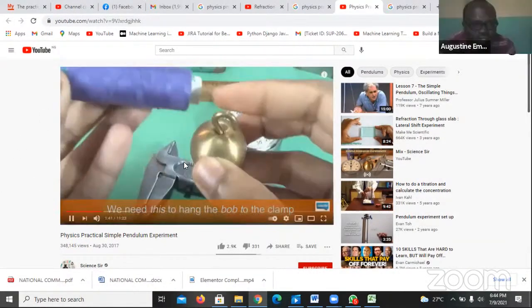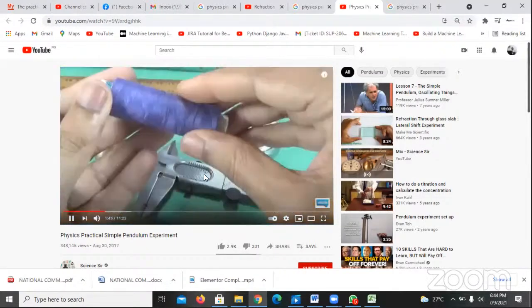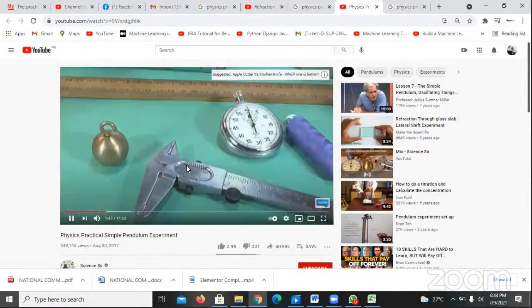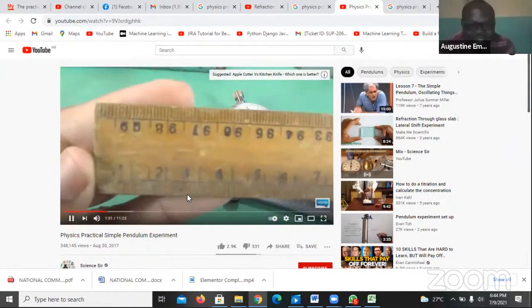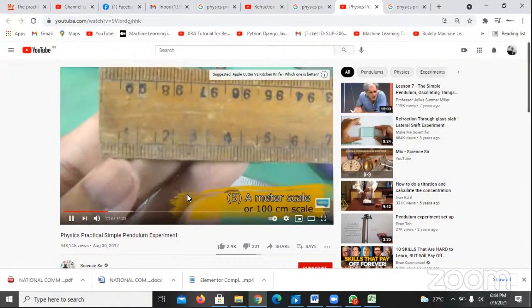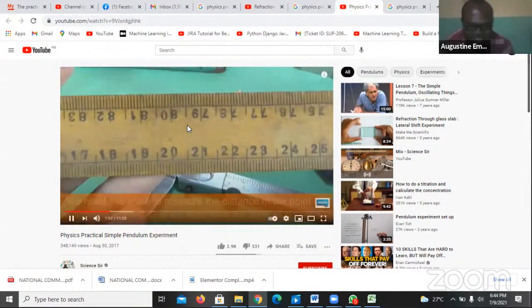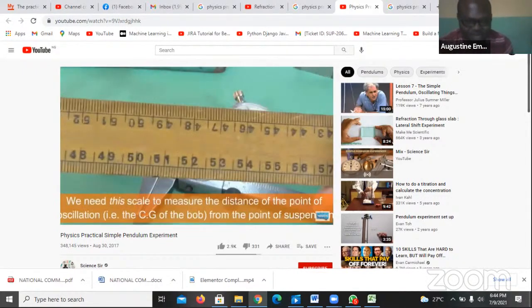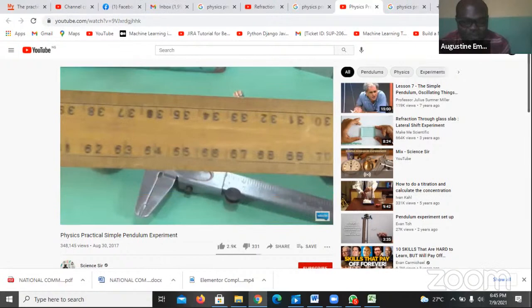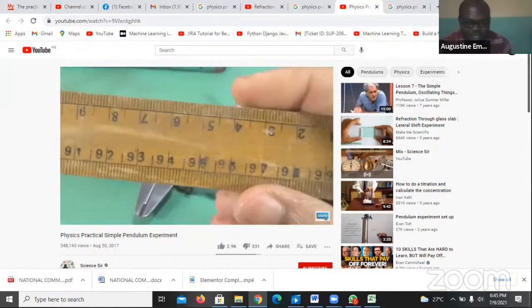So you know this very apparatus that is down here. What's it called? Vernier caliper. Vernier caliper, yeah. This is a meter rule, just like we did the other time. This is a meter rule for taking bigger lengths, whereas you use the vernier calipers for the smaller lengths.